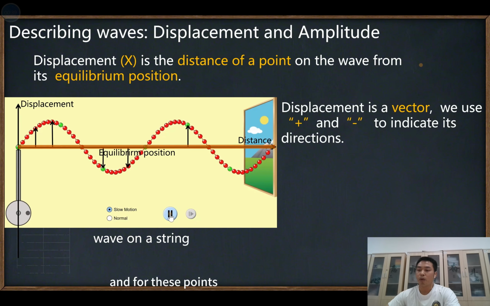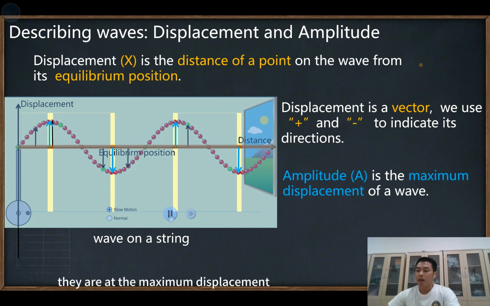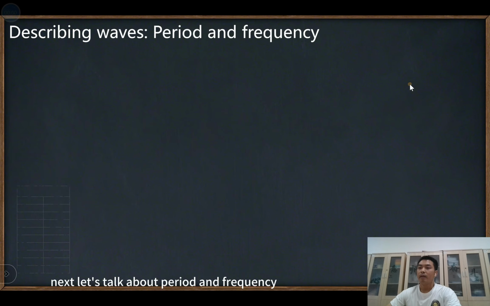And for these points, they are at the maximum displacement, which is called amplitude. We can use the height of the peak or depth of the trough from the equilibrium line to find the amplitude. Amplitude tells us how strong or intense the wave is, indicating that greater amplitude means more energy is being carried by the wave. Next, let's talk about period and frequency.